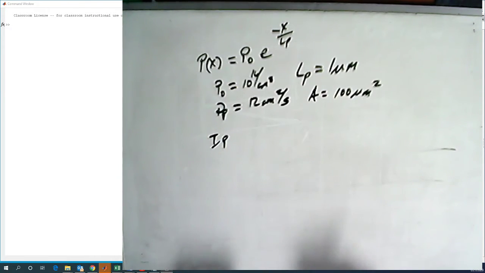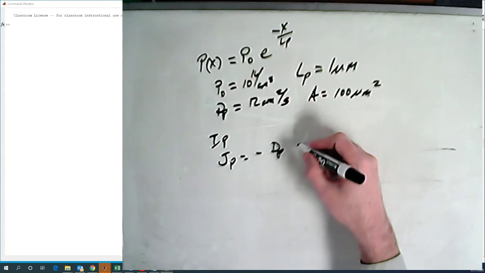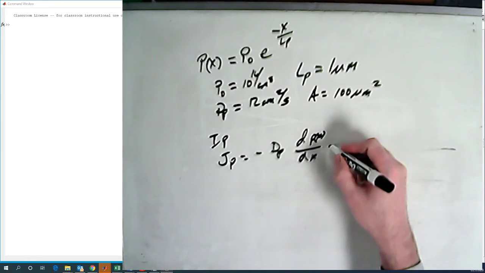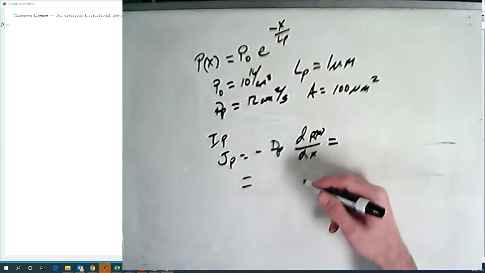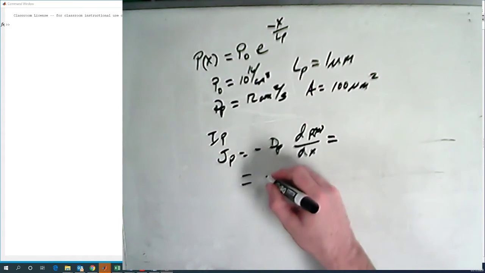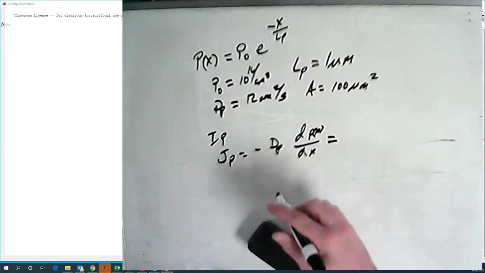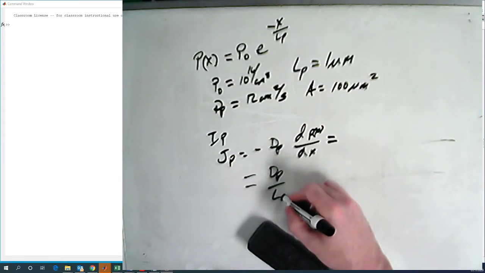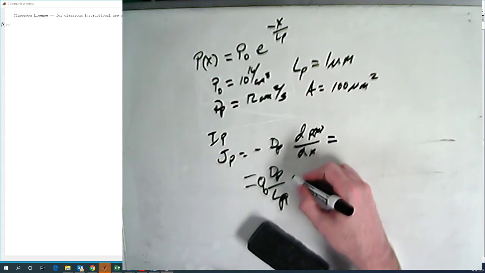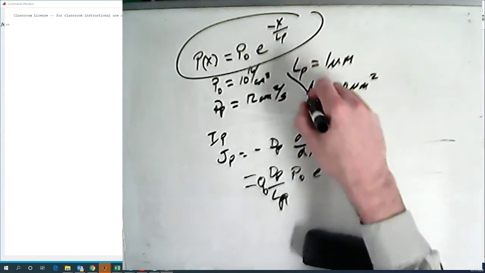We have to go back to some other relationships, but where we're going to start is JP equal to minus q dP times dp(x)/dx, and they've given us an exponential, so it's not a super difficult equation. I'm going to bump up my font size a little bit. We end up with a positive q dP over LP times p0, e to the minus x over LP. We're just taking the derivative of this here.